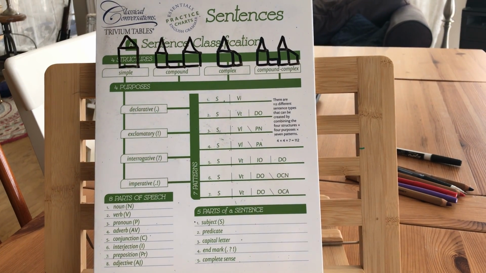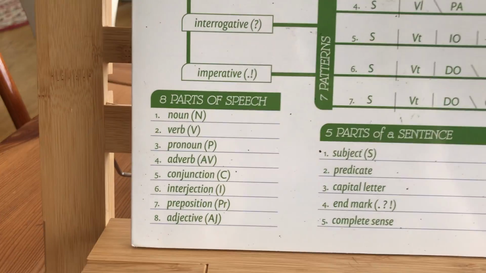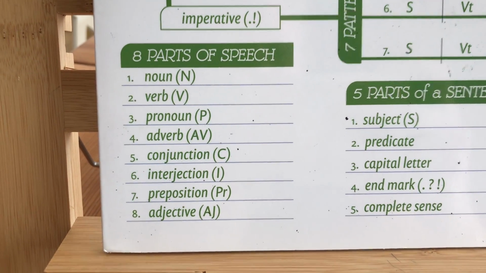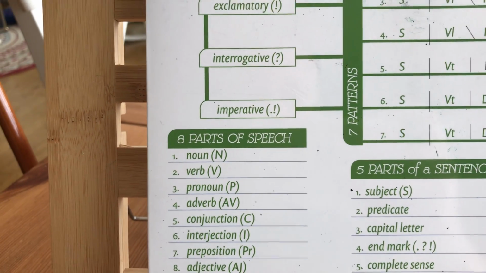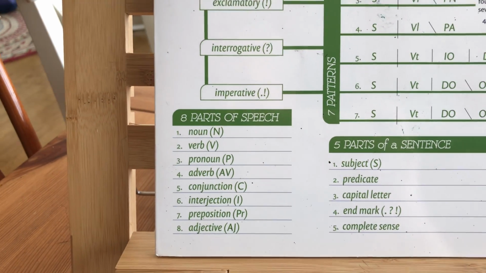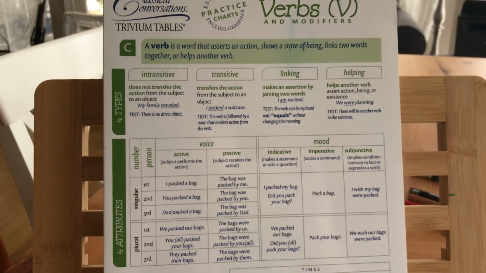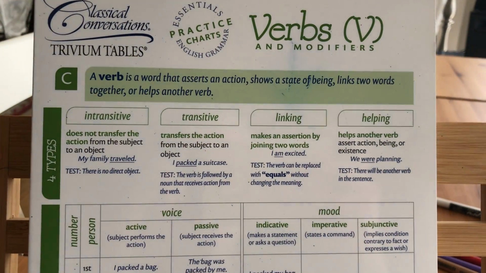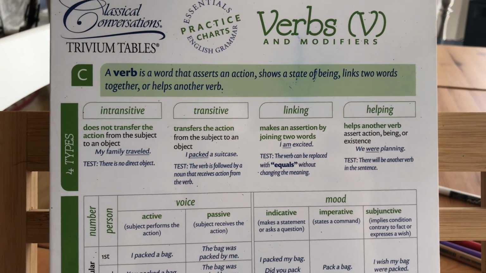If we look at chart A and we zoom in on the 8 parts of speech, we are going to look at only verbs right now. And so you can see more details of verbs on chart C and chart D. So pull out chart C. And the way I like to memorize the definition of verb is to just kind of chant it.